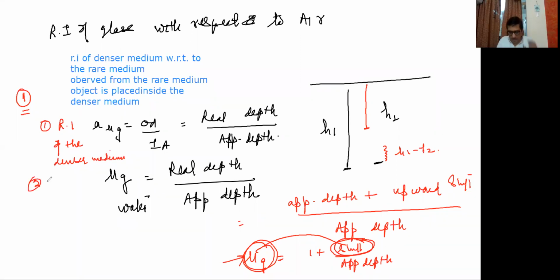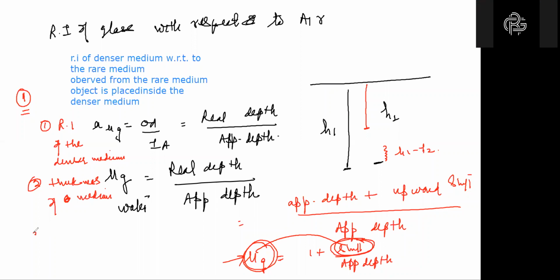The second point, the thickness of the medium. Thicker the medium, more is the depth, more is the shift, right? जितना ज्यादा गहरा पानी होगा उतना ज्यादा उसके अंदर शिफ्ट होगा. जितना ज्यादा थिकनेस होगी ग्लास ब्लॉक की उतना ज्यादा शिफ्ट प्रोवाइड करवाएगा. So the thickness of the medium. Which medium? Denser medium.